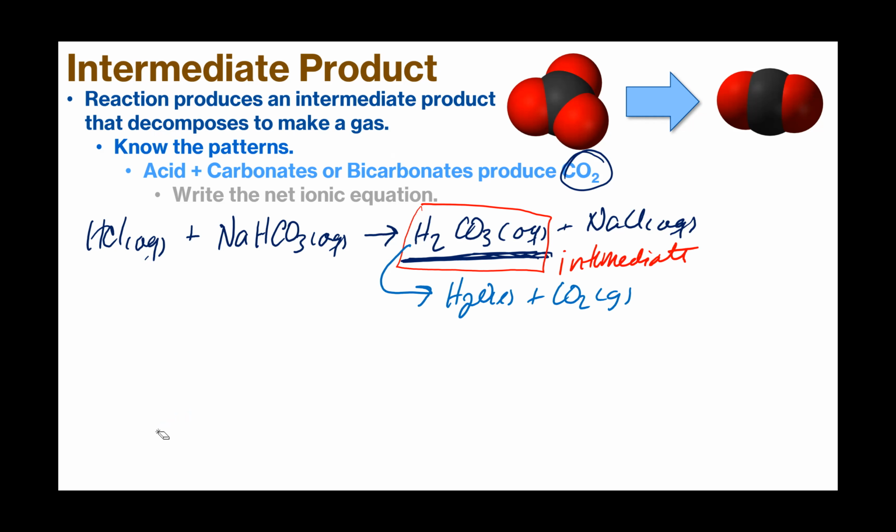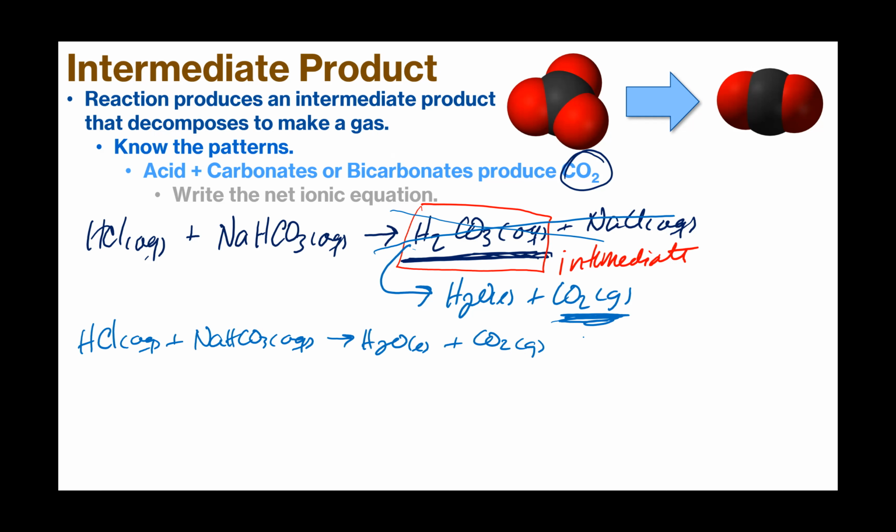Okay, this is the gas that's given off, and this is where it comes from. When we have carbonic acid, carbonates, or bicarbonates, we're going to get CO2. Ultimately, you don't have to show me this. You need to show me what the final stuff is. So ultimately, our answer should be HCl aqueous plus NaHCO3 aqueous gives us water, liquid, CO2 gas, and NaCl aqueous.